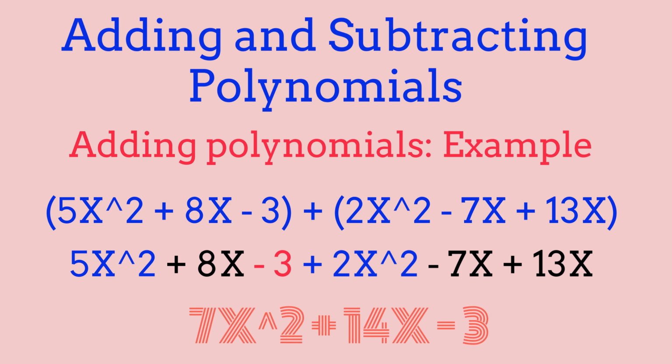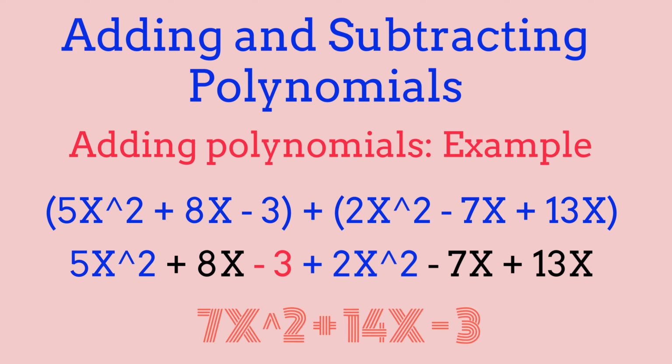We have 8x and minus 7x, and also 13x as well. So what we're first going to do is 8x minus 7x, and then plus 13x. And in conclusion, that'll give us plus 14x. Then after that, we're going to bring that 14x behind the 7x squared. And then we have one more, which is our constant. Our constant here is minus 3. And since there's no other constant here, we can just bring the minus 3 down. So now our simplified equation of this polynomial is 7x squared plus 14x minus 3.